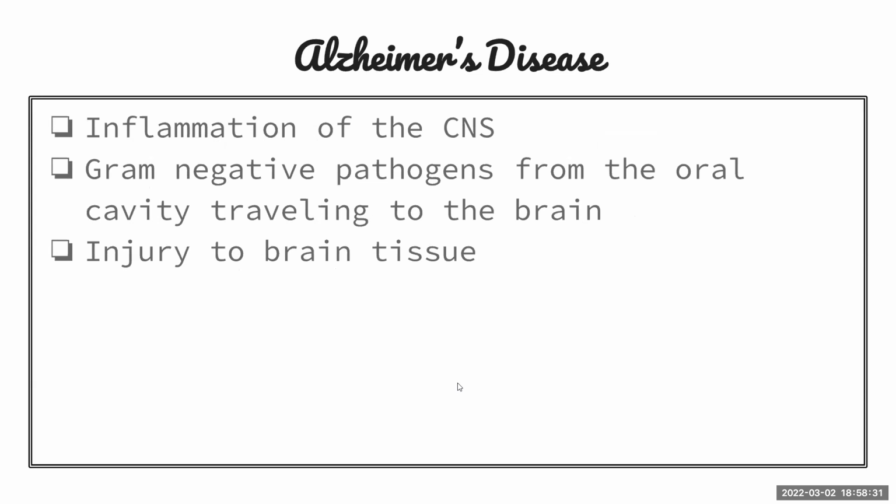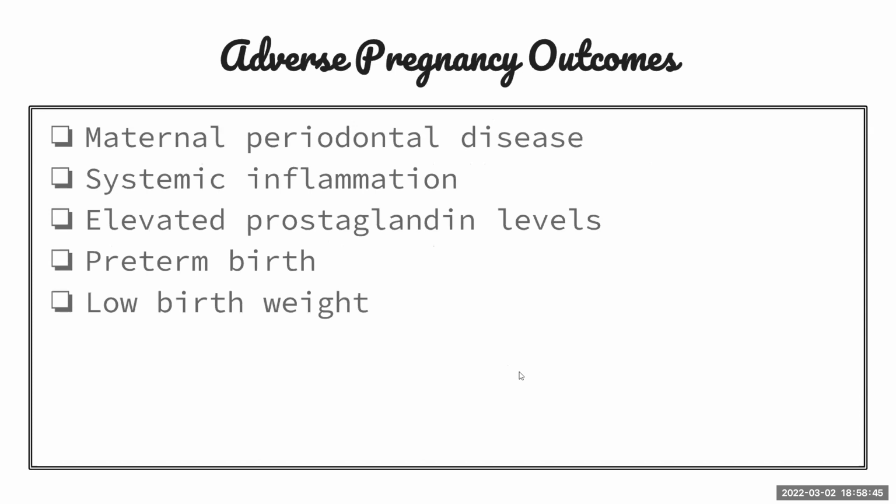Alzheimer's, inflammation of the central nervous system. You've got those gram-negative pathogens from the oral cavity traveling to the brain, which can injure brain tissue. This is still kind of out there. It hasn't really been proven. We have to wait for people to die in order to look at their brains. Adverse pregnancy outcomes that we talked about, elevated prostaglandin levels, preterm low birth weight.